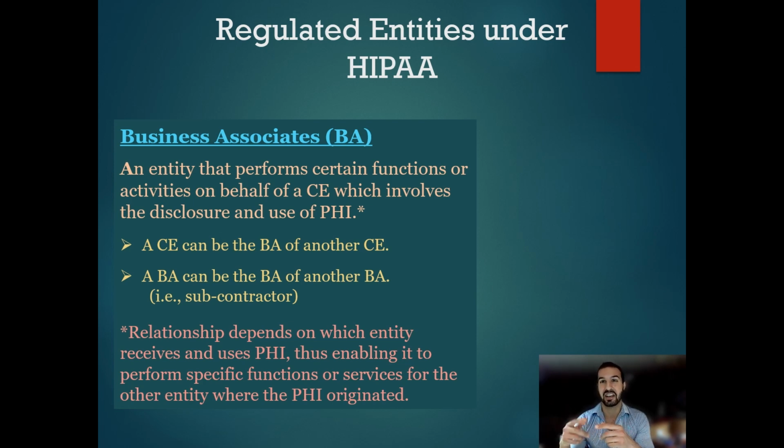This could start to sound kind of crazy in your mind right now. But if you really break it down, you'll see that it's pretty straightforward. When you're entering into these relationships, you're not really thinking about this word salad of BAs and CEs or CEs of BAs or whatever. So the relationship depends, and this is the test right here: the relationship depends on which entity receives and uses the PHI, thus enabling that entity to perform specific functions or services for the other entity where the PHI originated.